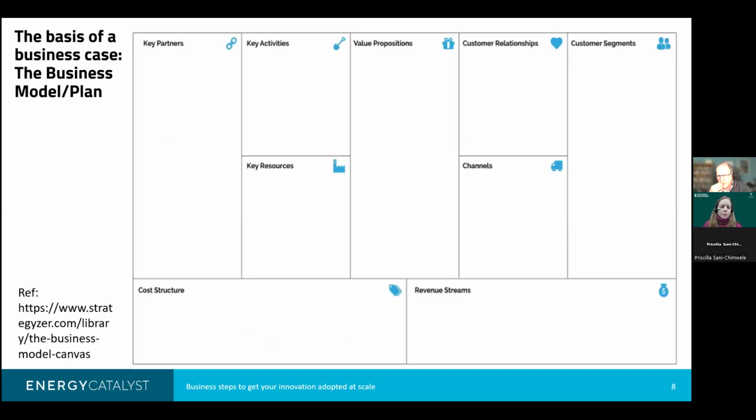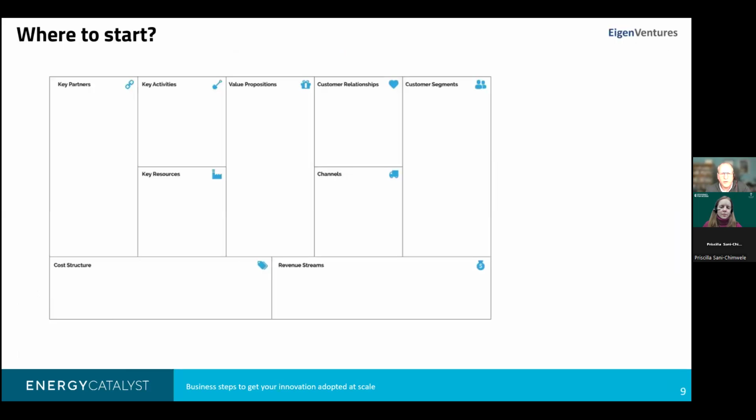So I'm going to talk through a template which is very well known in the business startup area. It's called the business model canvas. If you haven't heard of that, you haven't seen it before, there's a reference on the bottom left there. But it's a very visual way of looking at how to develop a business model, business plan, and various different elements which I'll walk through with you.